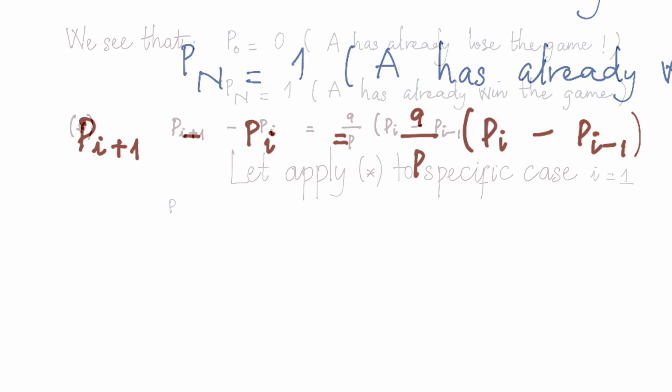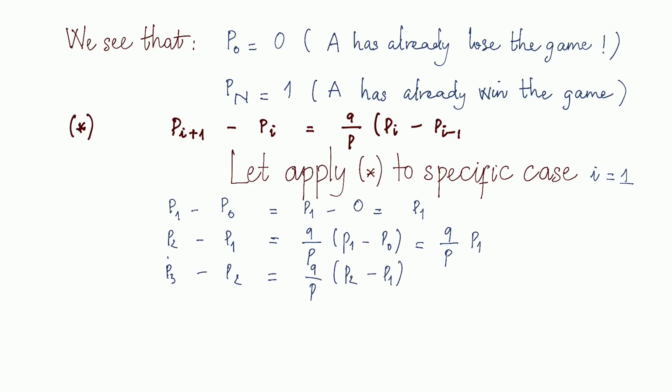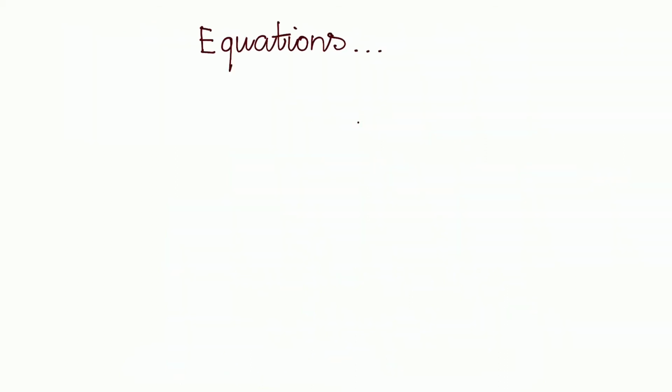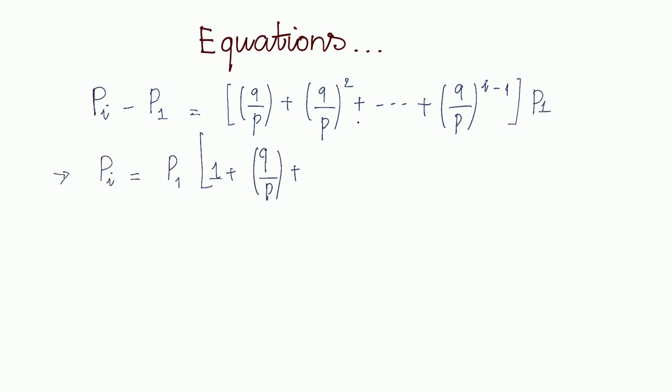Let's apply the asterisk equation to the specific case i equal to 1. We have P_1 minus P_0 equal to P_1 minus 0, equal to P_1. Similarly, we have the following equations for 2, 3, i, and up to N. Summing the first i equations, we will get P_i minus P_1 equal to (Q/P plus (Q/P)^2 plus all the way up to (Q/P)^(i-1)) times P_1.